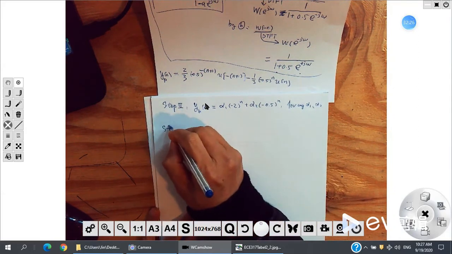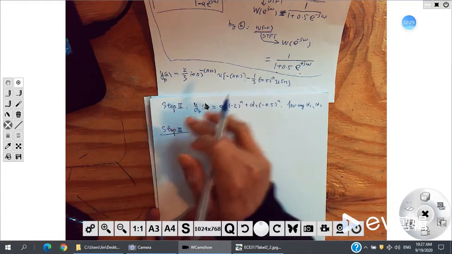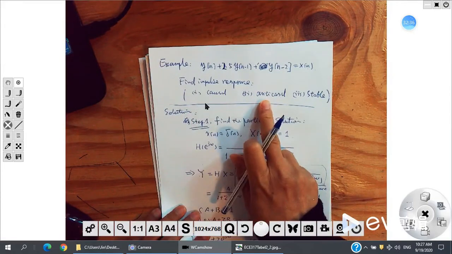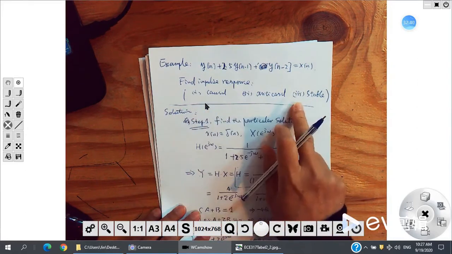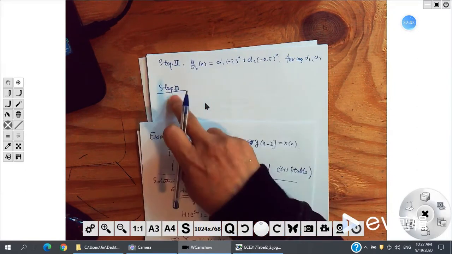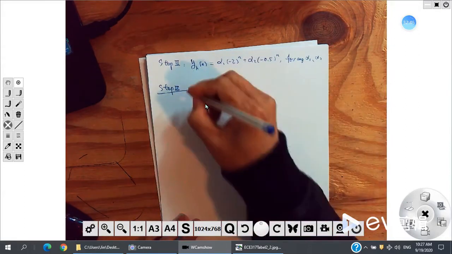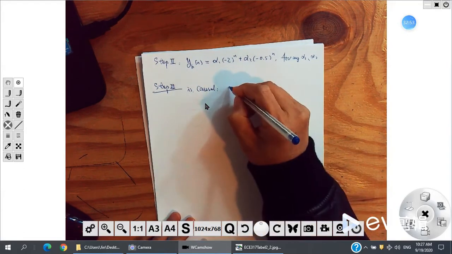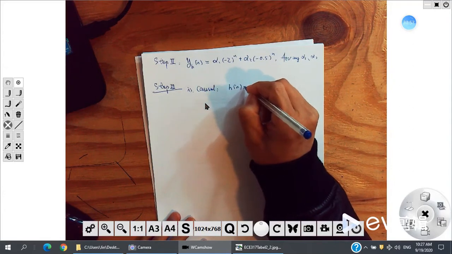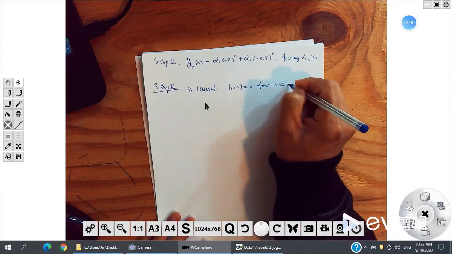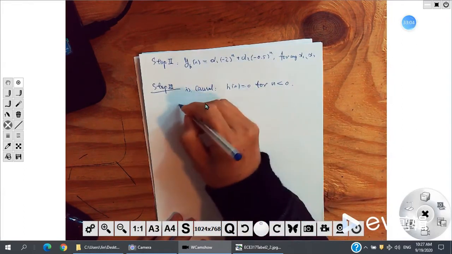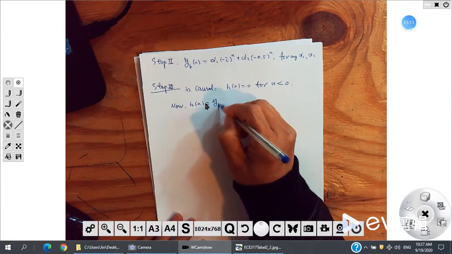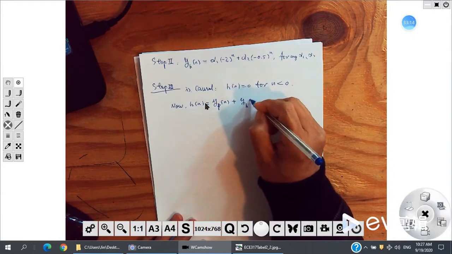Okay, step 3. Now we have different kinds of output. We want to find the causal or anti-causal or stable. So in different cases, we need to use different conditions for step 3. Okay, so first case, causal. For a causal system, we want h of n equal to 0 for n less than 0, right? Okay, so now h of n will be the particular solution plus the homogeneous solution.